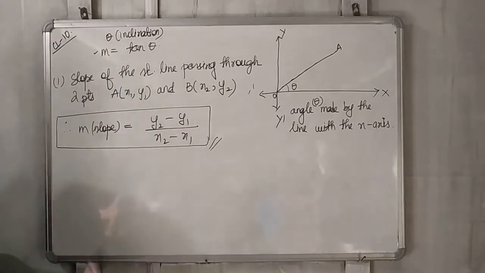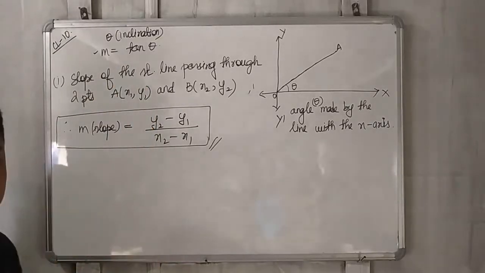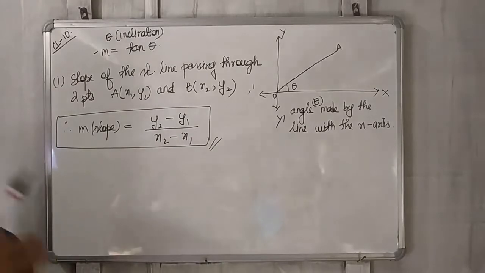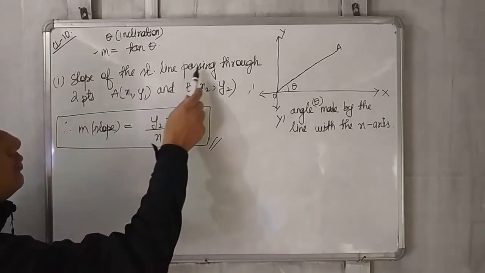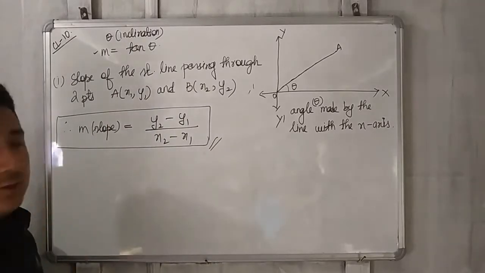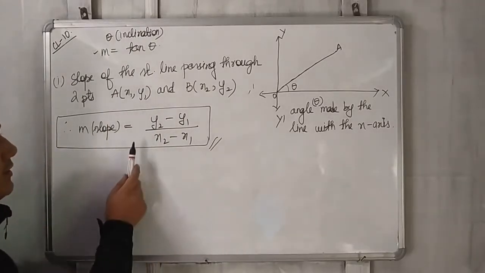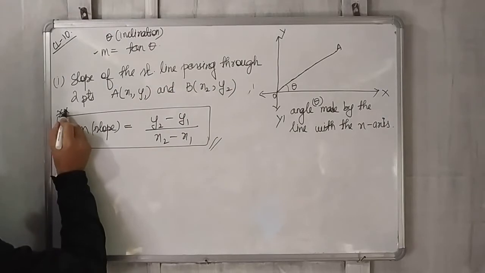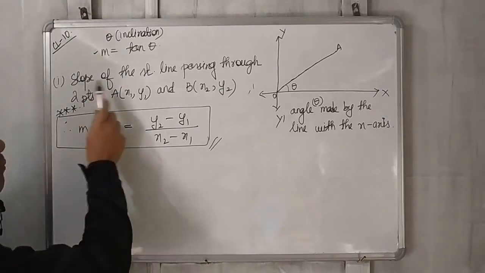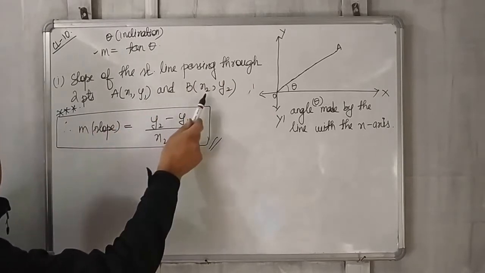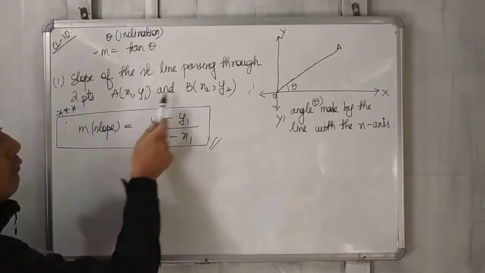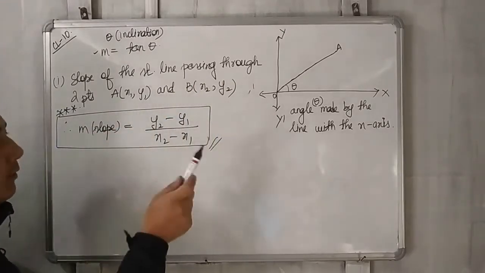Now, I said there will be different cases when these lines are parallel, when the lines are perpendicular, and when a straight line is passing through two different points. Please follow your book page number 187. This is a very important formula for this chapter. Slope of the straight line passing through 2 points A and B given by the coordinates x1, y1 and x2, y2.